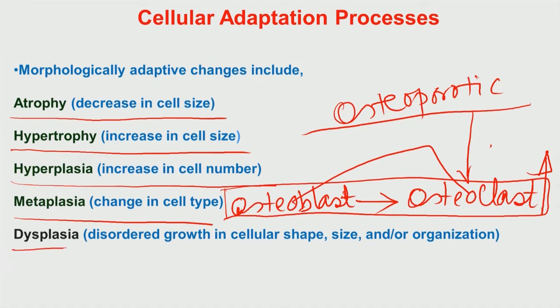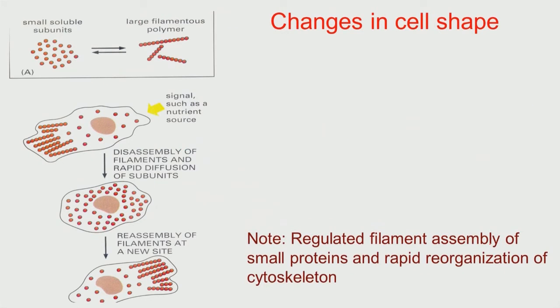The fifth one is dysplasia, that is a disordered growth in cellular shape, size or organization. So, there is a disordered growth in cell shape or size, and this leads to cellular adaptation, that is dysplasia. Apart from this, the cells can also adapt themselves in terms of changes in cell shape. Now, how is cell shape changed? Let me take some time to explain these things in some detail.